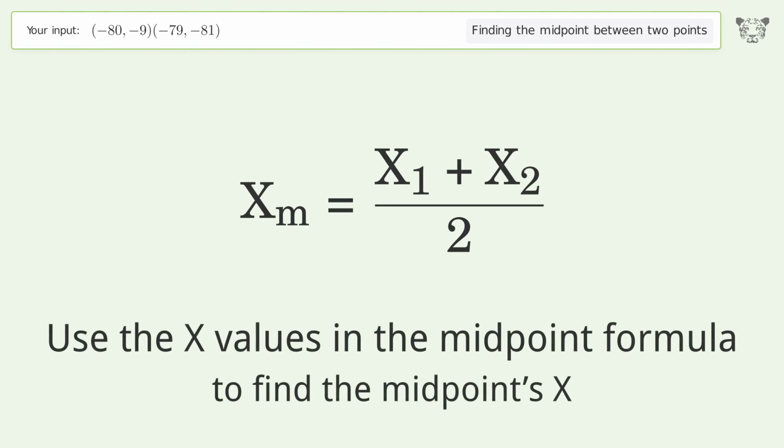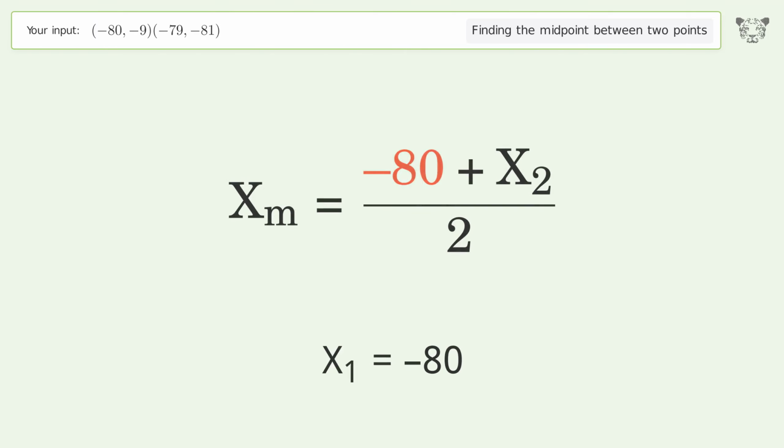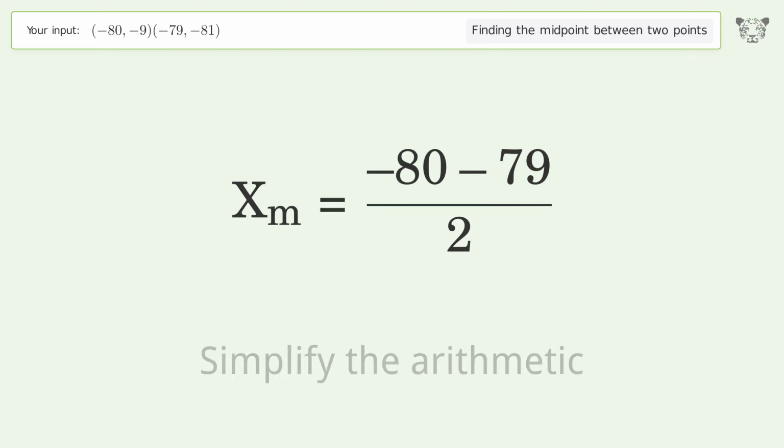Use the x values in the midpoint formula to find the midpoint's x. x1 equals negative 80. x2 equals negative 79. Simplify the arithmetic.